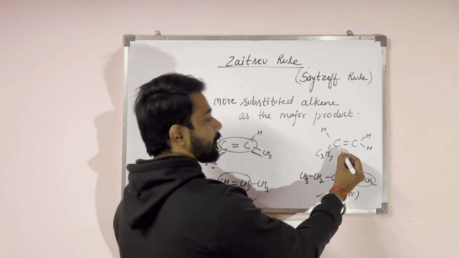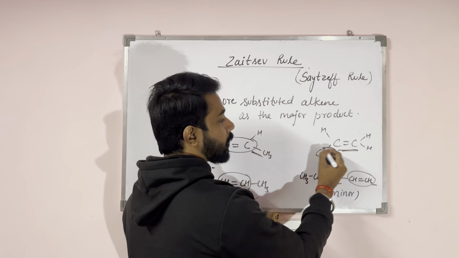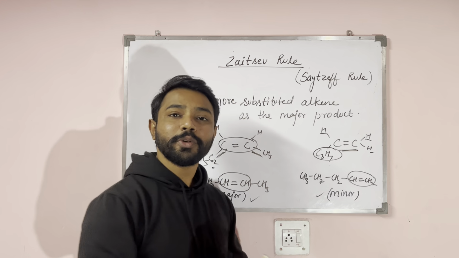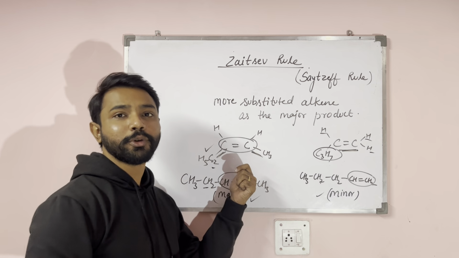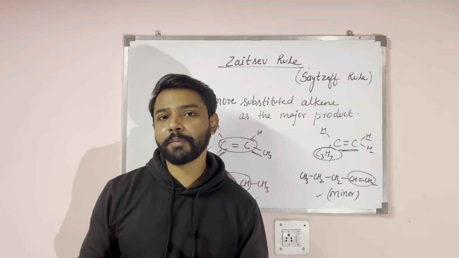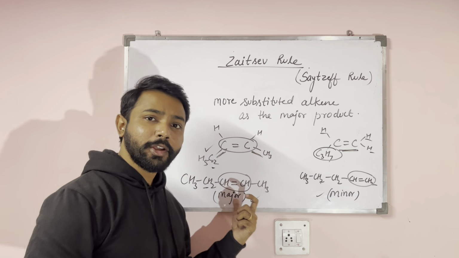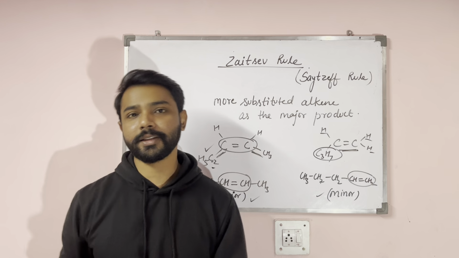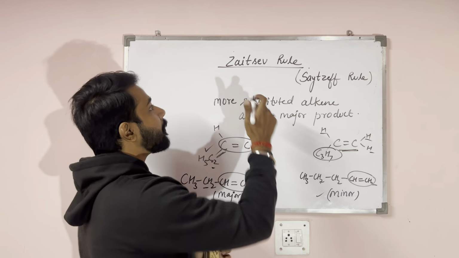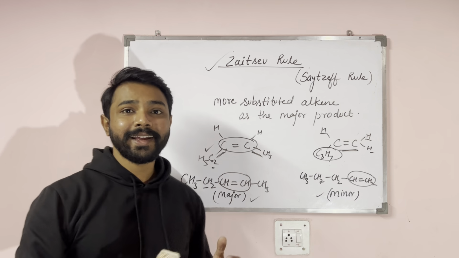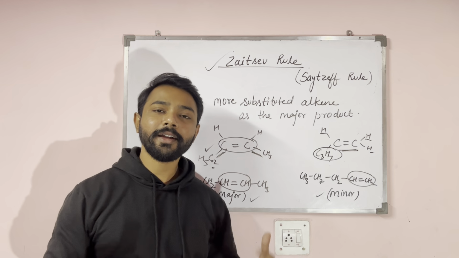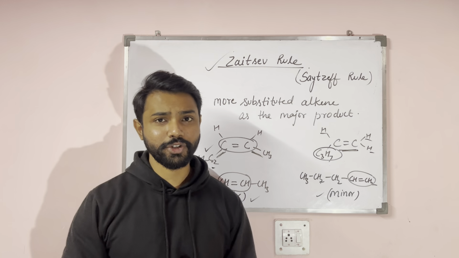Now if we look at this example, only one carbon is coming on the double bond, and the rest three are hydrogen. So which one is more substituted? This one is more substituted. This is a very simple trick. Using that trick, you can quickly find out which one is more substituted and which one is less substituted. And by using the Zaitsev rule, we can tell which alkene will be the major product in our beta elimination reaction or the elimination reaction.